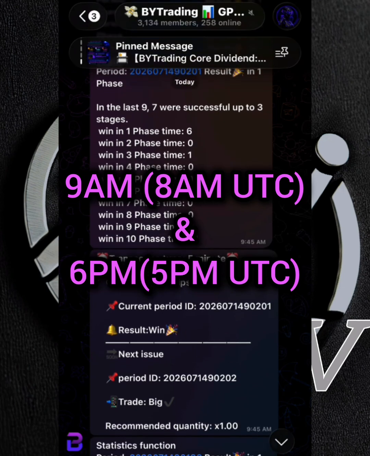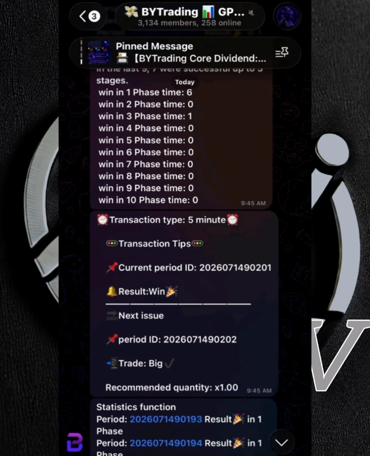Okay, so this is how the signals are usually dropped, telling you the trade time frame you should take, the period you should trade, and also the option you should select. And if that option actually comes out, you are going to get a win. I'm going to actually trade live to show you how to do this step by step.